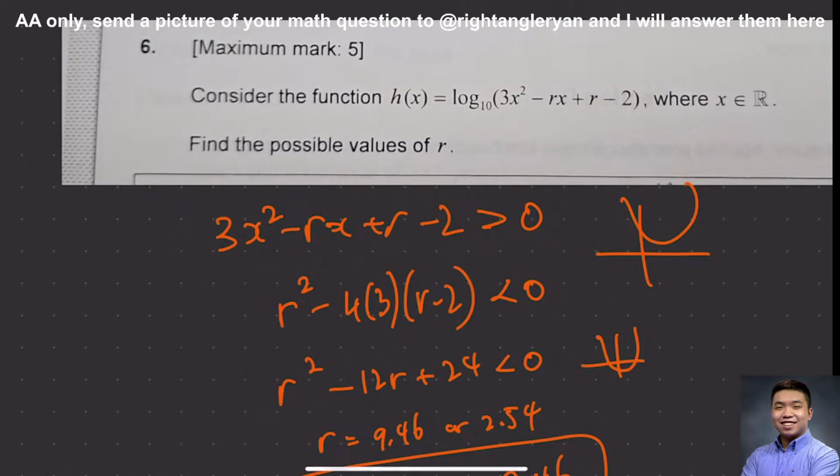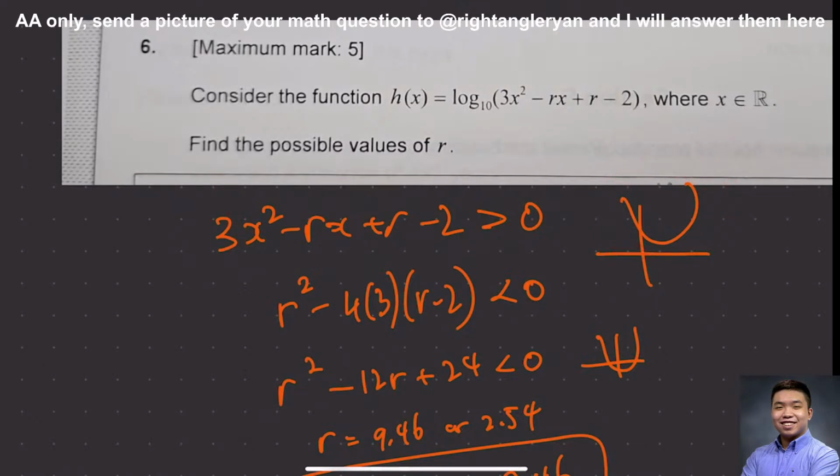Why do I switch the inequality sign? Okay, I'm going to explain again. This inside here has to be bigger than 0 because we want this original function to be legal. So that's what I wrote here. Inside is bigger than 0. Inside is a quadratic. If it's a quadratic, I know it's either U-shape or N-shape, and I can confirm it is U-shape because a is positive.